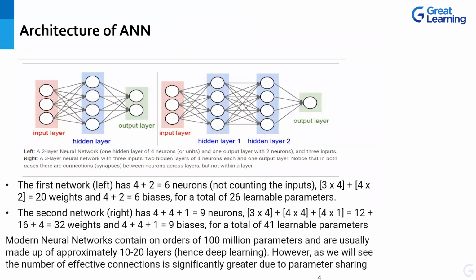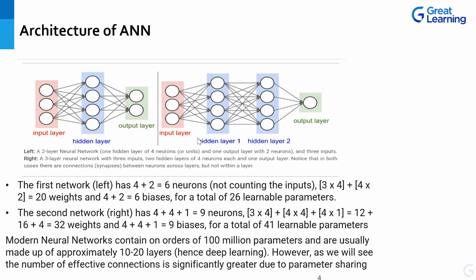So now, how many layers can we add? We can add as many as we want. It depends upon the complexity of the data that we have, and upon the problem statement that we are trying to solve. On the left hand side we have one hidden layer and one output layer. On the right hand side we have two hidden layers and one output layer.